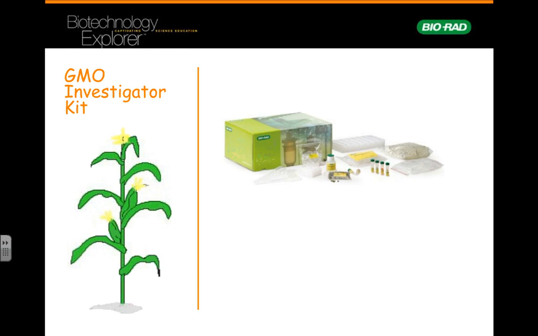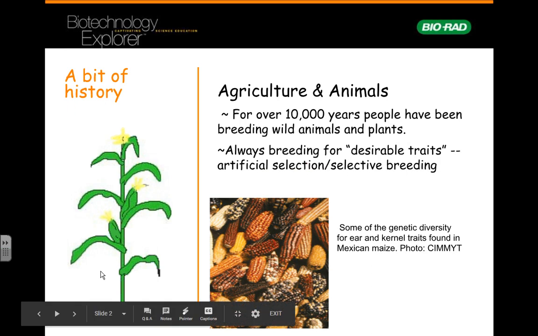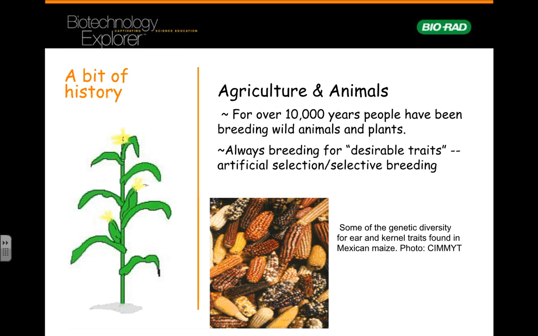So let's take a look. A little bit of history to start. We've been genetically modifying our plants and animals actually for thousands and thousands of years. The way that that has worked is through a process called artificial selection, also known as selective breeding. What that means is that you're taking the two plants or the two animals that you feel have desirable traits and letting them reproduce, hoping that the offspring have both of those traits.